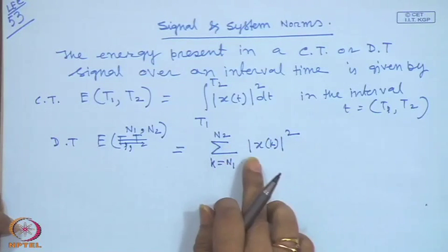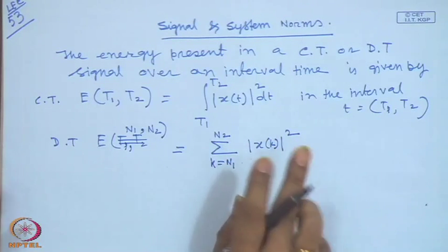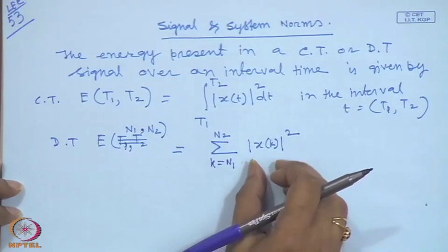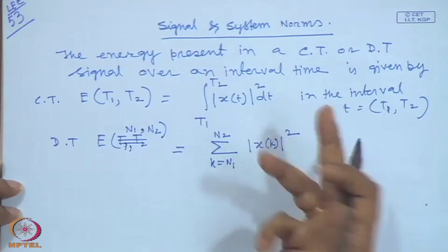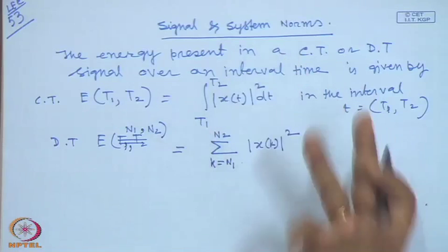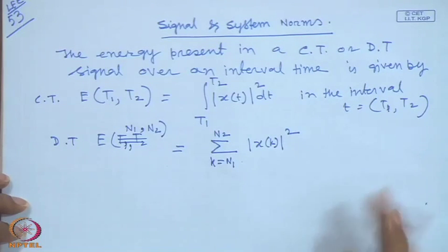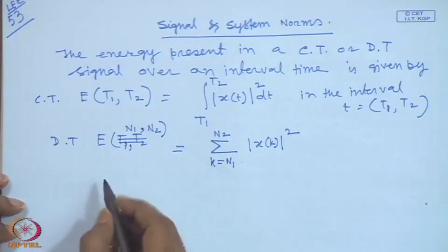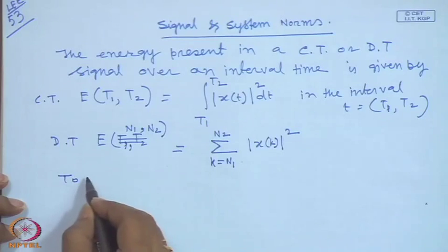And this, as I told you again, is the absolute value. If it is complex, then the absolute value means... If it is not a real signal, then the absolute value squared is itself a positive value. Now, the total energy of a continuous time signal, we can write.